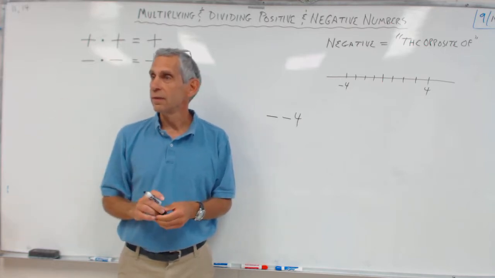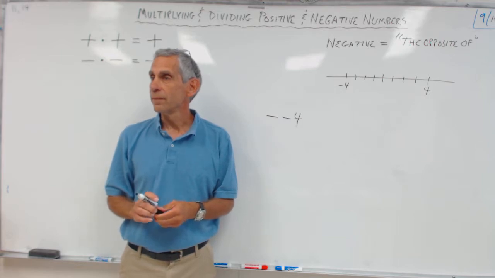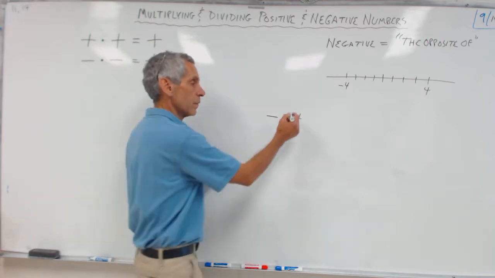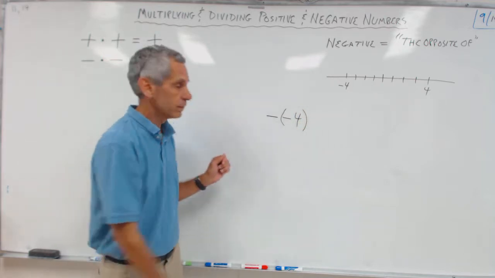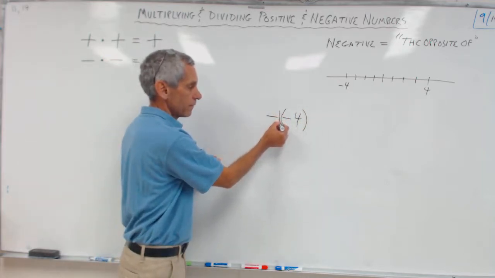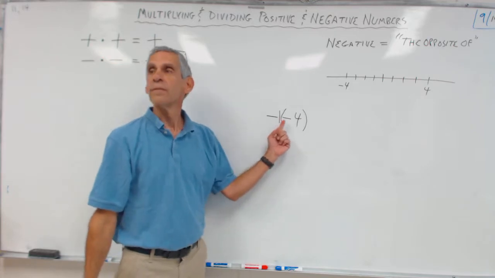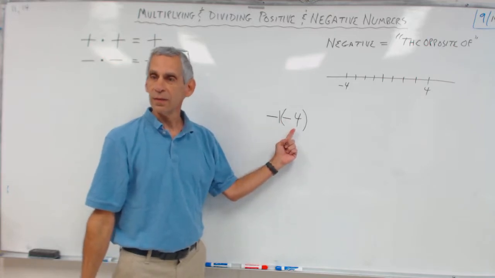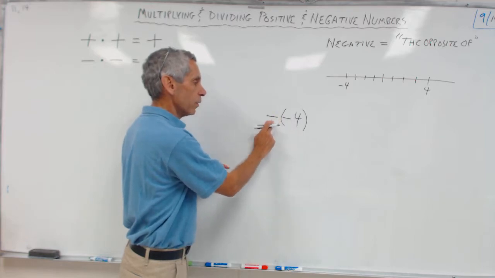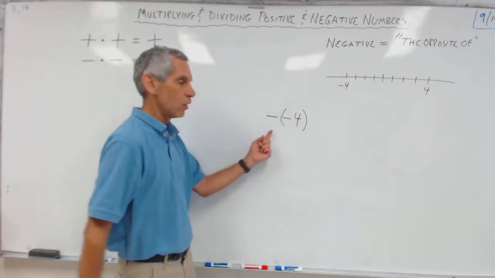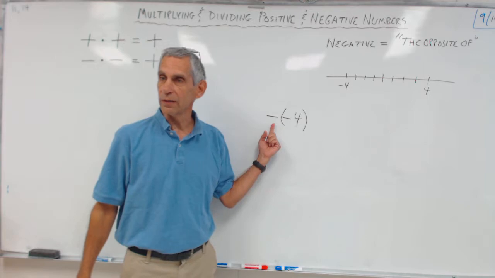A better way to see it is if you put parentheses around -4, and then you put a 1 outside of there. So it's like -1 times -4. Exactly. There's always a -1. Whenever you see minus parenthesis, there's always a -1 in front of that parenthesis.